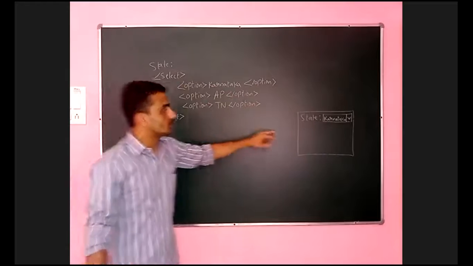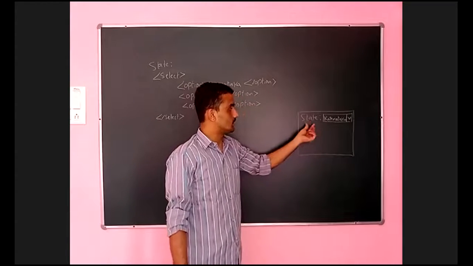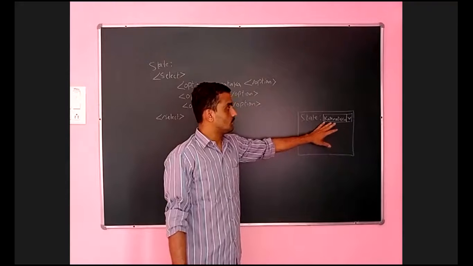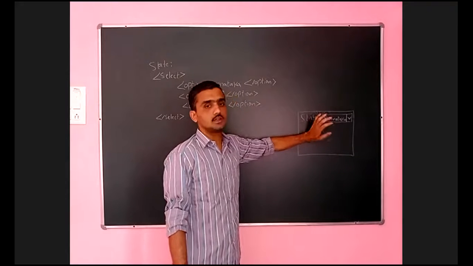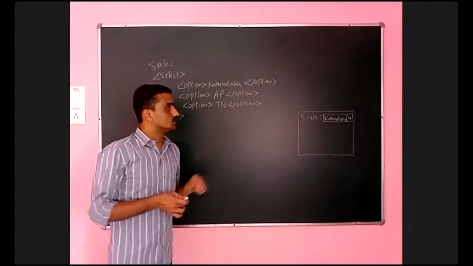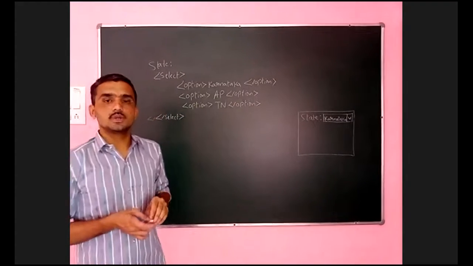So the output will display the label State. Then it will display the options. The first option it will display, and the remaining will be hidden. You can select it. Now we'll share the screen and look at the output.